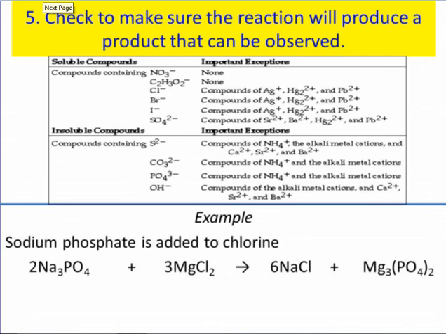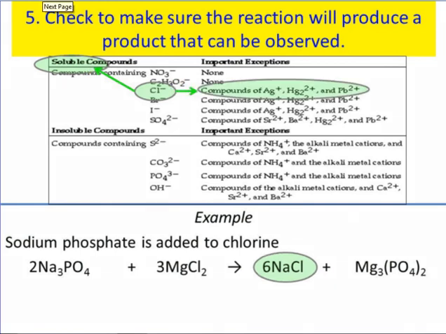Okay, so let's start with sodium chloride. All right, I find the chloride ion up here. I look at my chart. Chloride is soluble. I want to double check my exceptions. I see that sodium is not in my exceptions, so I know sodium chloride is aqueous. It is soluble. It is not a product.